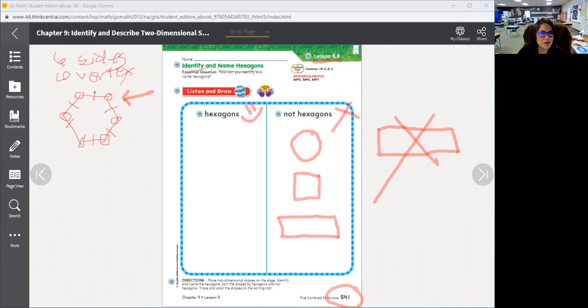Oh, let's see. The hexagon's over here. Let's count how many sides. Ready? Count with me. 1, 2, 3, 4, 5, and the last one is 6. So a hexagon has 6 sides. This shape is a hexagon and it has 6 sides. How many does this shape have? Count them. 1, 2, 3, and how many more? 4. It has 4 sides. So is it a hexagon?